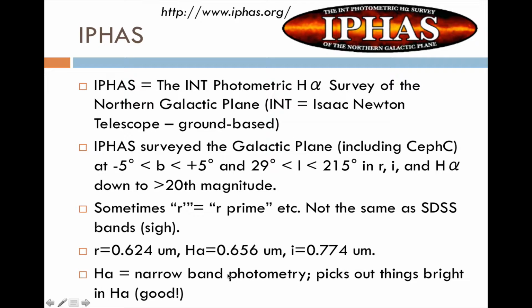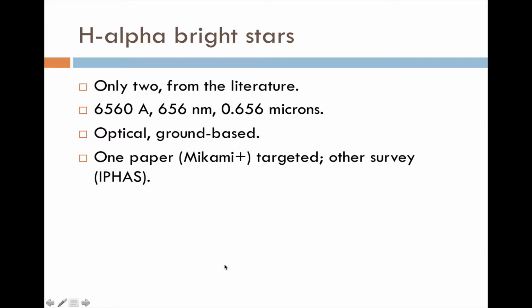But the point of this is that because it is narrow band photometry, it's going to pick out things that are bright in H-alpha, which, if you remember the anatomy of a young star, is good. Remember that we also have H-alpha bright stars from the literature, but it turns out there are only 2 in our region from the literature, which kind of surprises me.